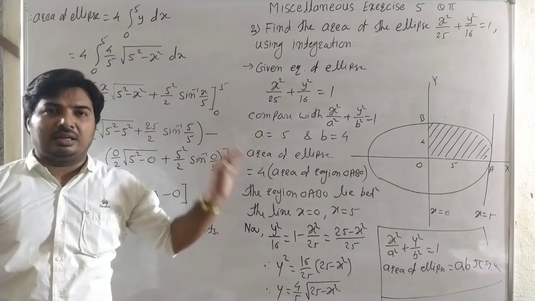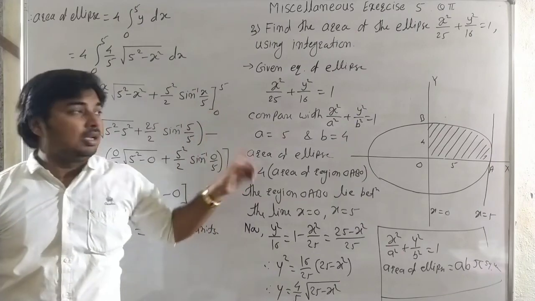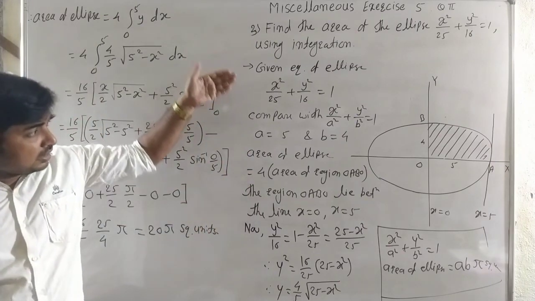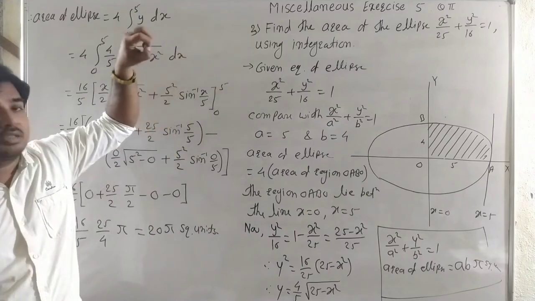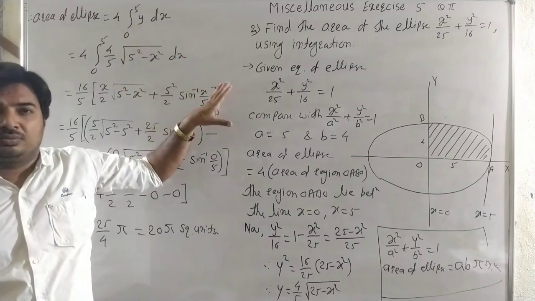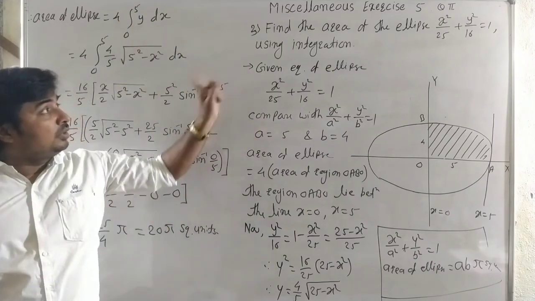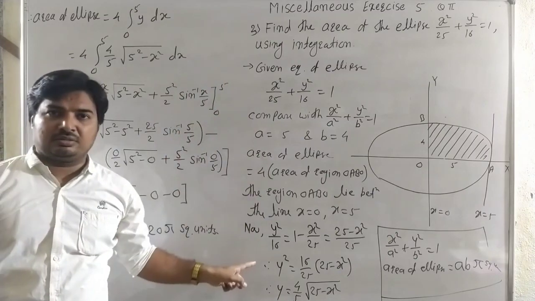We can directly write this for the objective questions. Okay, but in the board exam, if the question is asked for 4 marks, then here the area of the ellipse must be found by using integration like this.